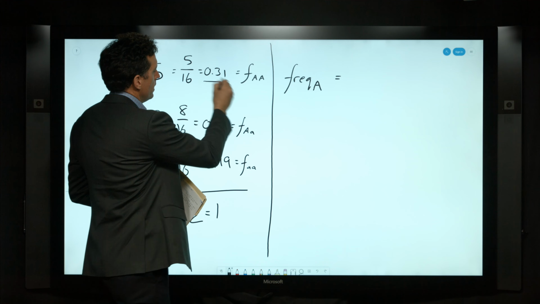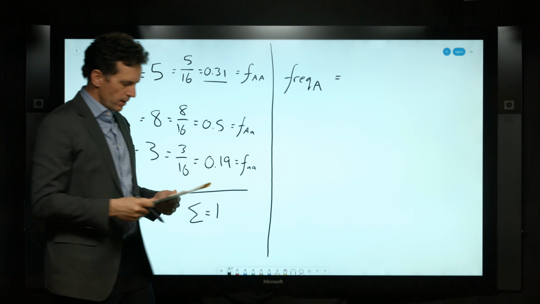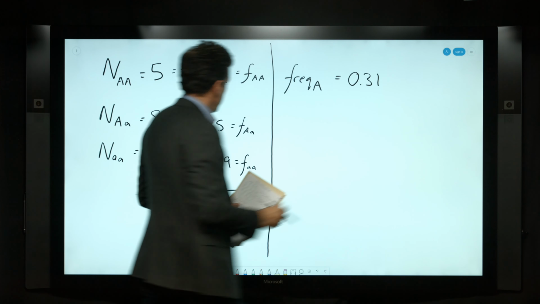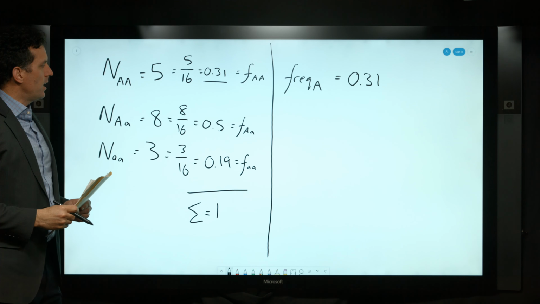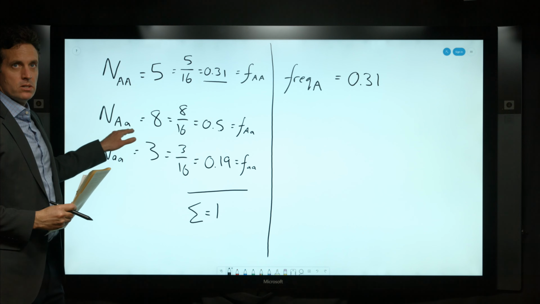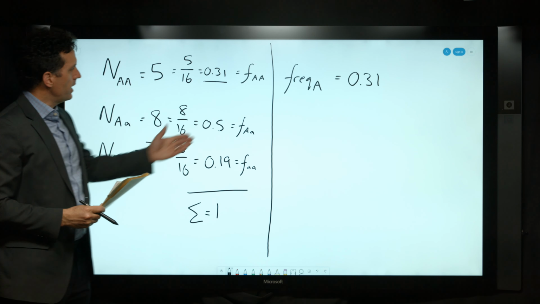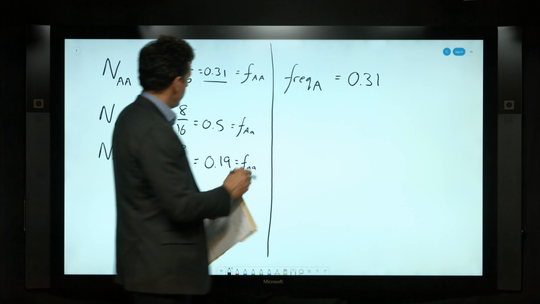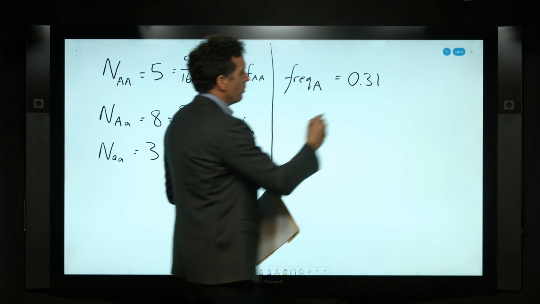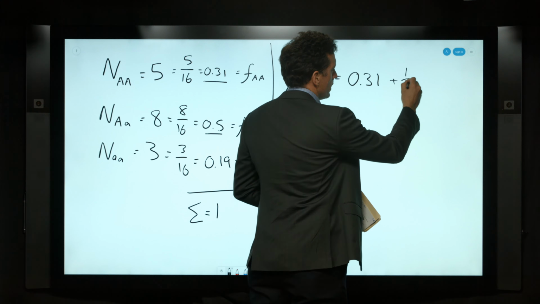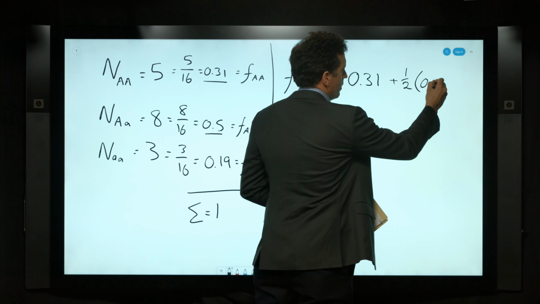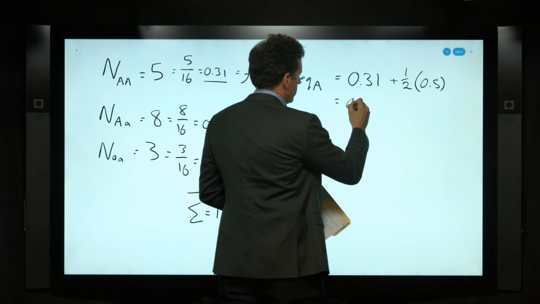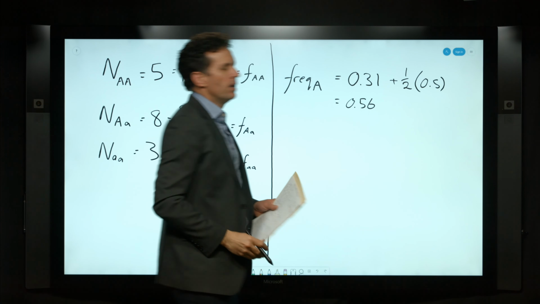And it occurs in 0.31 of individuals, so it's 0.31. But the big A allele also occurs in these individuals, in the heterozygotes, and it's present at half the frequency. And so in that case, the genotype frequency is 0.5, but we only want half of that, so it's a half times 0.5, and this is equal to 0.56 if you do the math.